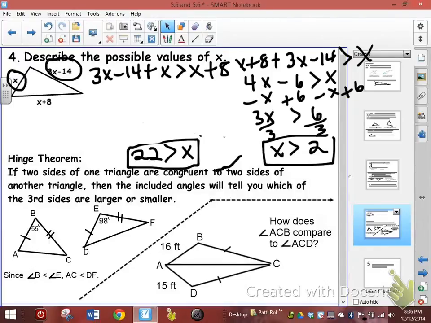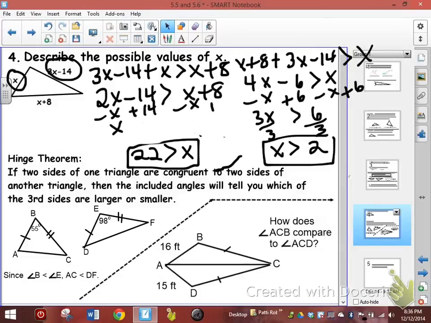And then we combine our like terms, so we get 2x minus 14 is greater than x plus 8. Subtract my x, so I get 1x. Go ahead and add my 14, which would be 22. I already did that one. Did I already do that one?